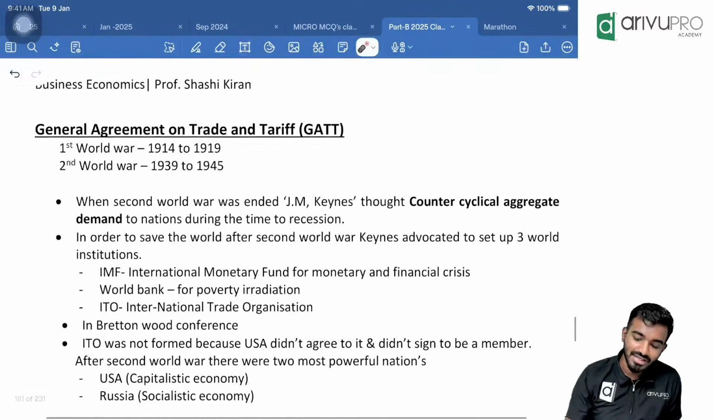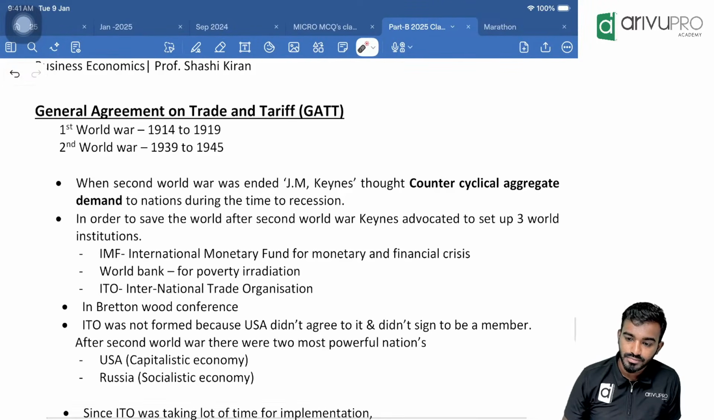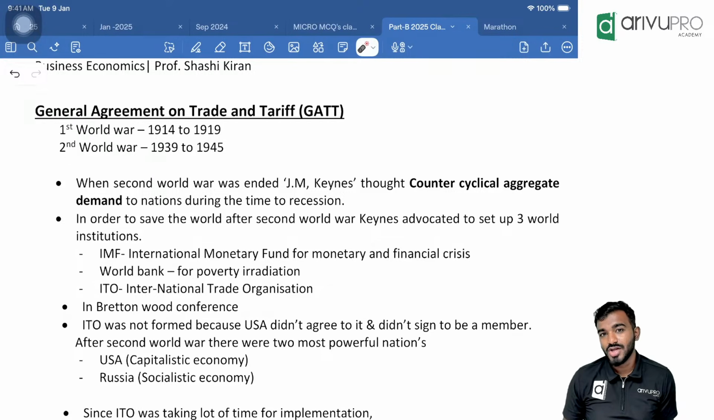Next comes GATT and WTO. Yeah, 99% is against the WTO policies only. In your books, WTO and everyone are more powerful, but only in your books, not in real life. Okay, so now GATT, it's a very simple concept.